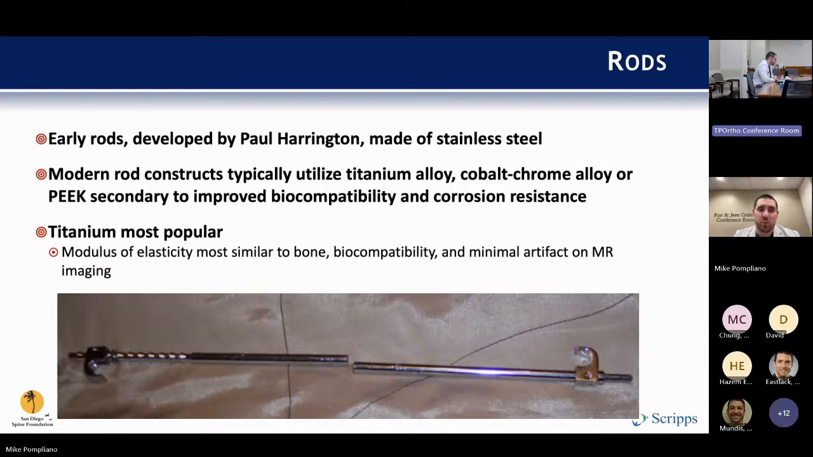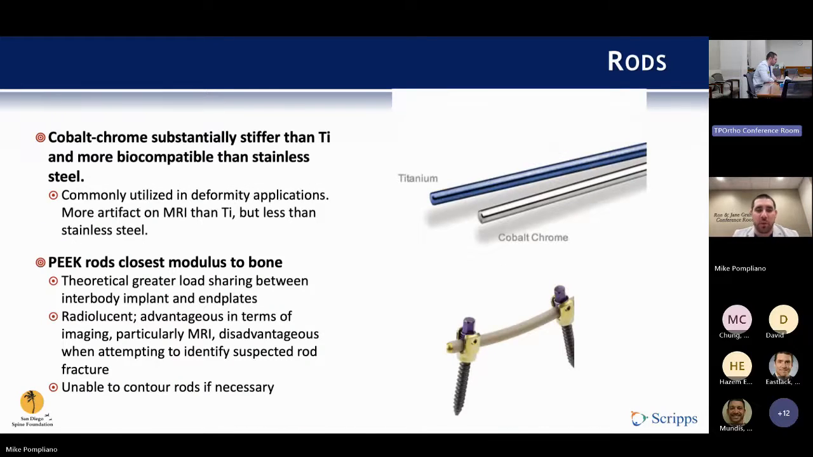It's most similar to bone with the modulus of elasticity. It's got really good biocompatibility and minimal artifact on MRI, although PEEK has the least artifact overall. Cobalt chrome, significantly stiffer than titanium, as we all know, more biocompatible than stainless steel. Utilized primarily in deformity applications. It does have a significant amount of metal artifact, but still less so than stainless steel.